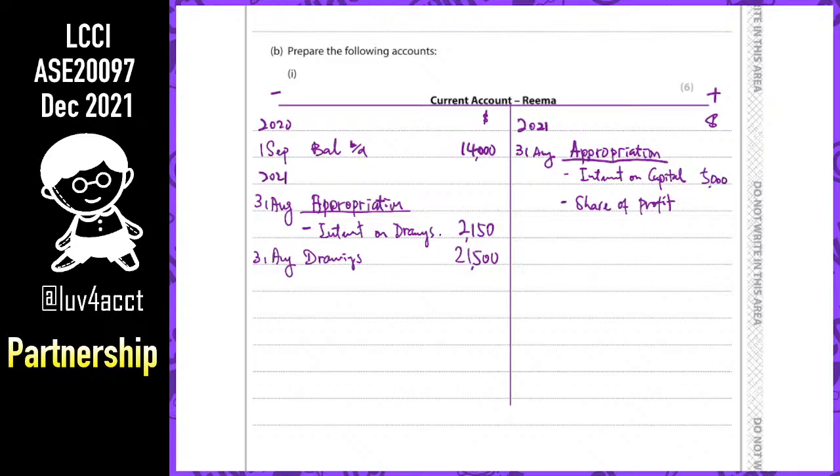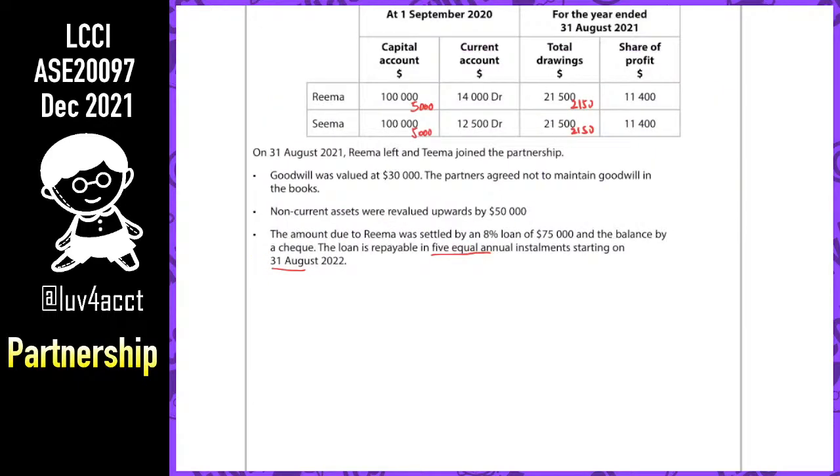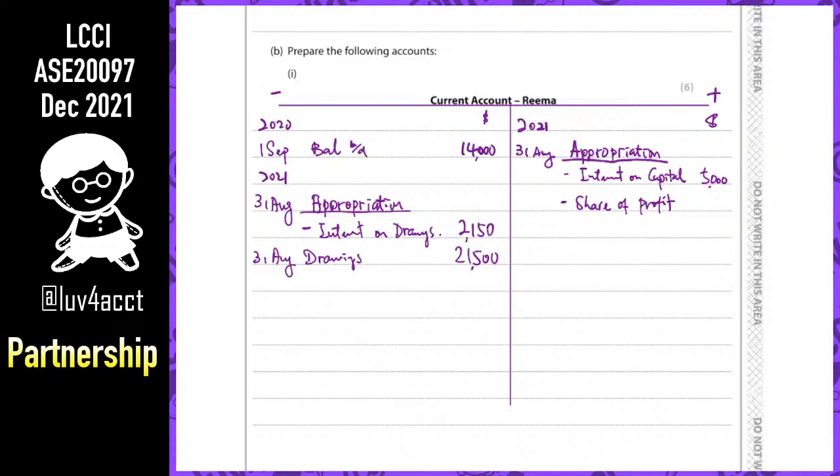5,000. Share of profit, I really don't remember, so let us go back. Share of profit 11400. 11400. Okay, that's all.